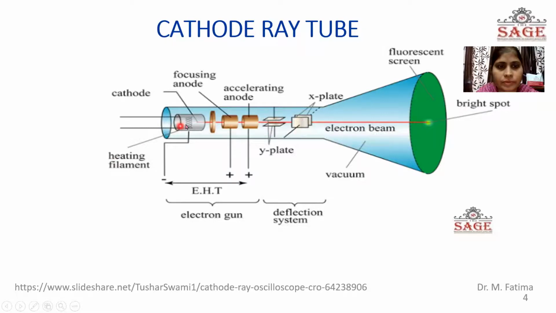When the cathode is heated up with the help of this heating element, the cathode starts emitting the electrons, moving towards the anode. Since the cathode is connected to the negative terminal of the power supply, electrons are repelled from here, and the positive terminal of the supply is connected to the accelerating anode. So these anodes are attracting the electrons. So electrons start moving in this direction.